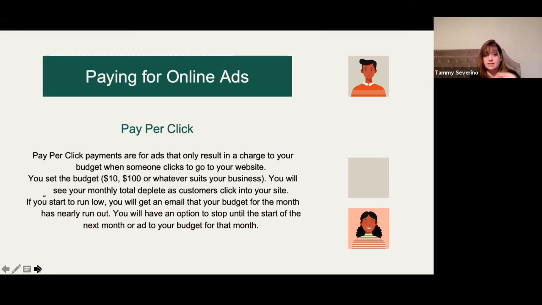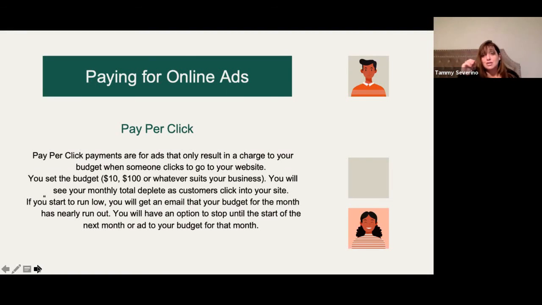Paying for online ads. Now let's talk about, before we talked about a couple of different ways. You have pay-per-click payments. Those are payments for ads that result in a charge to your budget because you've prepaid. So let's say you have a $100 budget in your account, for example. And when someone clicks, if it was, let's say, $2 per click, it's going to reduce what you have in your balance by $2. You set that budget, whatever suits your business. You will then see your total depleting as customers click into the site. And if you start to run low, you'll get an email, a notification. It will tell you that your budget for the month has nearly run out.